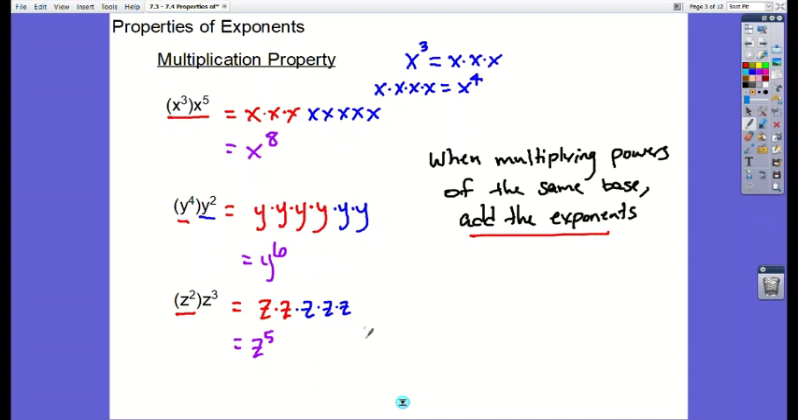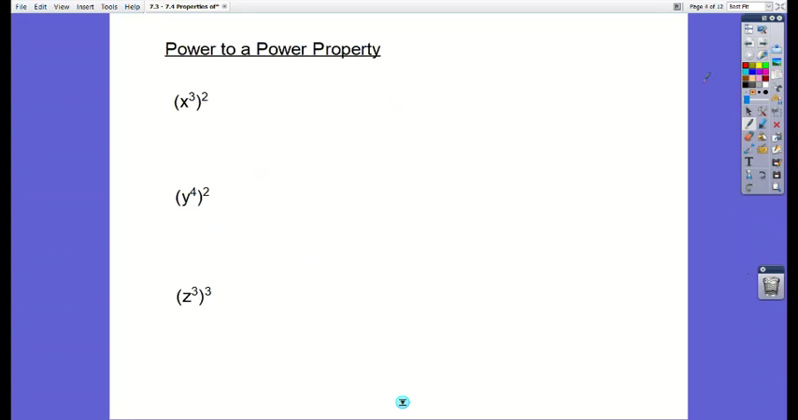What we're going to do now is use the multiplication property, and we're going to have it help us with our power to a power property. So for this next property, we are going to do the same thing. We're going to expand this. When we expand x cubed squared, squared means multiply something by itself twice. So we will multiply x cubed by itself twice, because that's what it means to square.